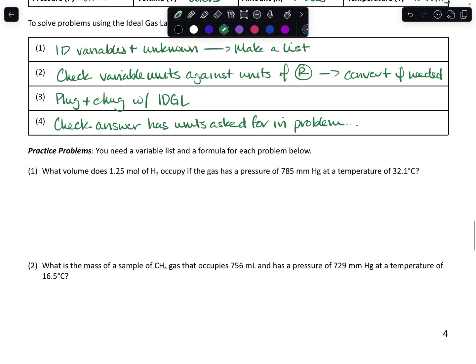All right, so we're going to do a couple problems together. I'm just going to write R here just so we have it handy. That's atmospheres times liters over moles times Kelvin.